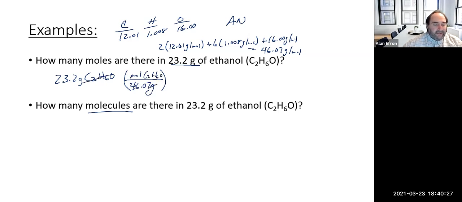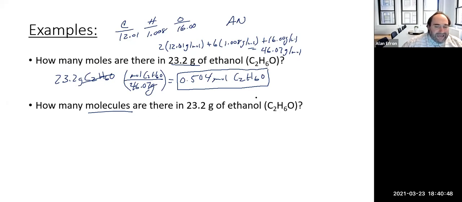Grams are going to cancel, and that's going to get us 23.2 divided by 46.07, going to give us 0.504 moles of C2H6O. Any questions on that part of the calculation?